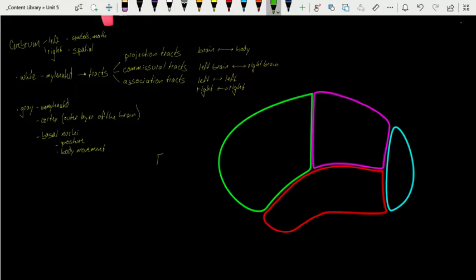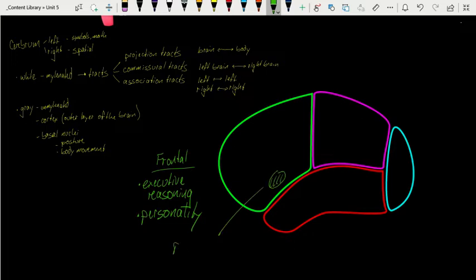We have the frontal lobe. And things that I want you to associate with the frontal lobe include executive reasoning and also personality. Some different areas would be Broca's area. And we're simply going to associate this with motor speech. In other words, the ability to form words with your mouth so that you can speak properly. Recognize this is actually typically found only on the left side of the brain.